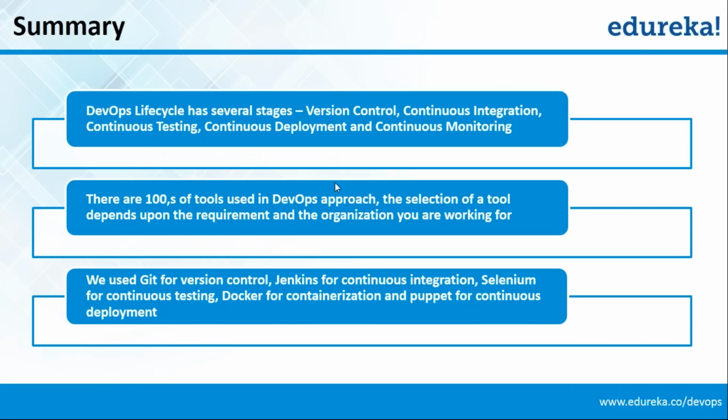So now you can easily answer what the different stages in the DevOps lifecycle are, what kind of tools are used in DevOps, how continuous integration, continuous testing and containerization work together, and how Puppet is used for configuration management. All these questions you can easily answer now after watching this session. In case you still don't know the answer, you can go back and watch this video again. All these answers are there in this session itself.